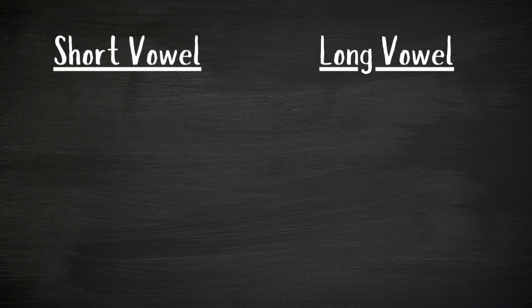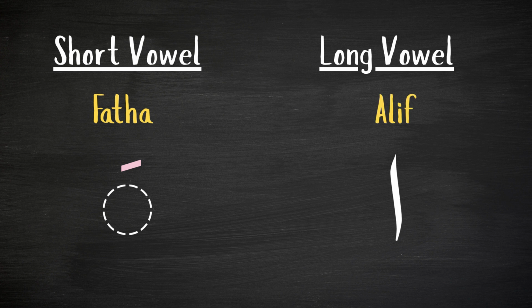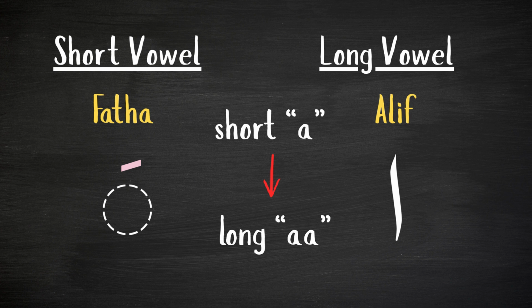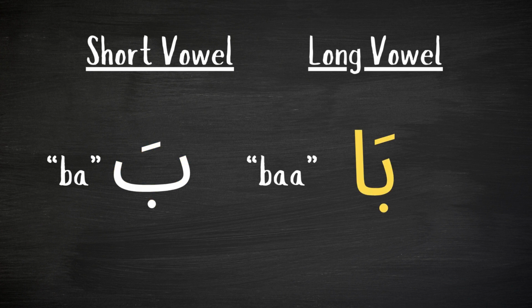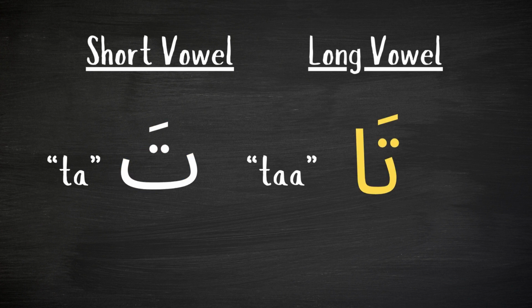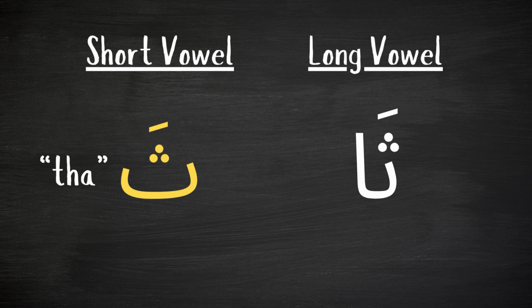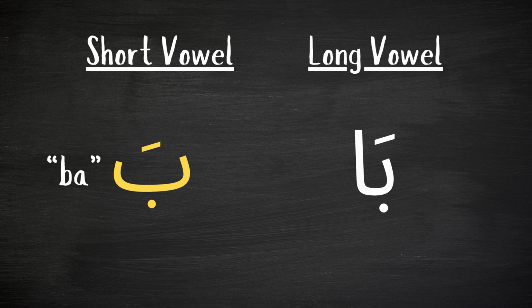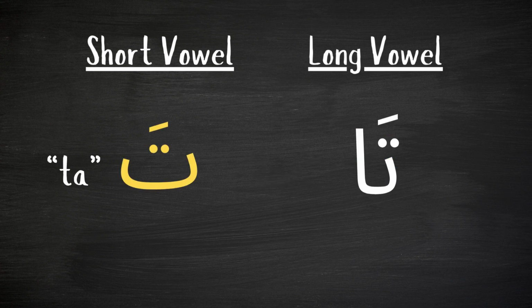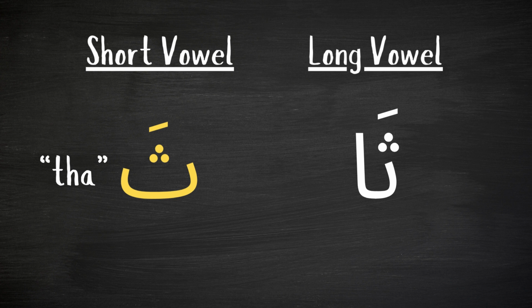When a letter has a short vowel fatha followed by a long vowel Alif, the short A sound stretches into a long A sound. Let's say it together. Ba, ba, ta, ta, sa, sa. Again. Ba, ba, ta, ta, sa, sa.